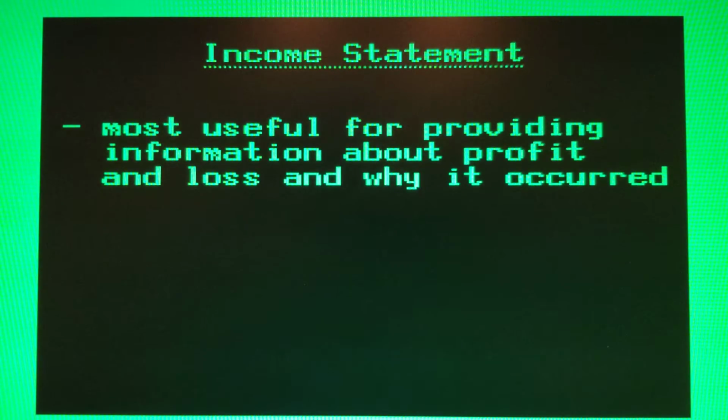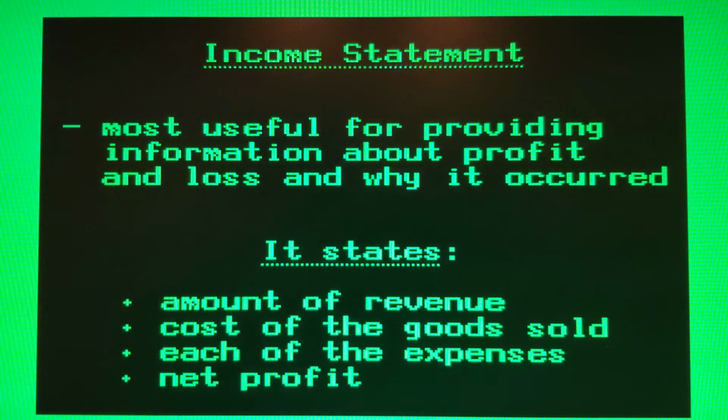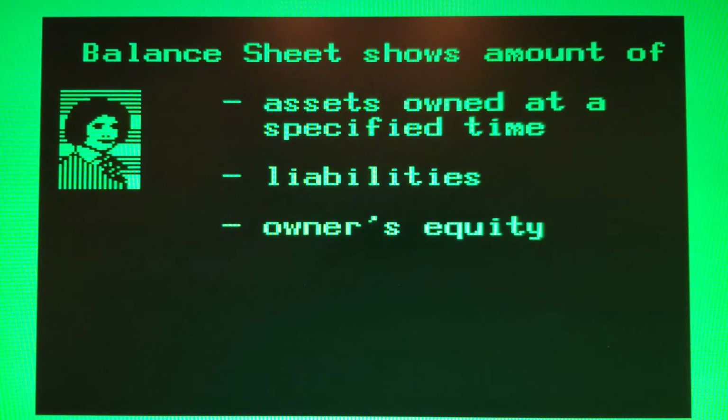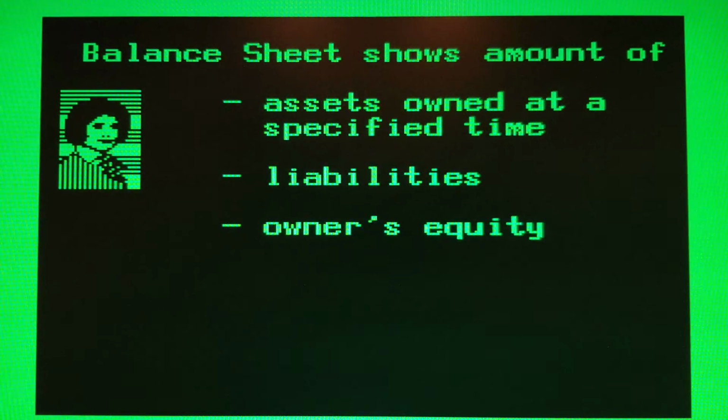The income statement is the most useful report for providing information about profit and loss and why it occurred. It states the amount of revenue, the cost of the goods sold, and the amounts of each of the expenses, as well as the net profit during the specified period. The balance sheet, on the other hand, shows the amount of each kind of asset which is owned at a specified time, as well as the amounts of each kind of liability and the amount of owner's equity.